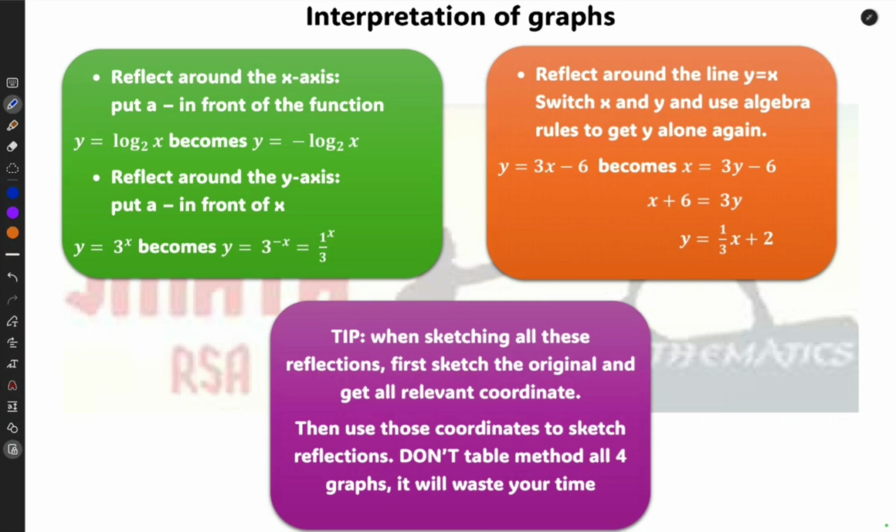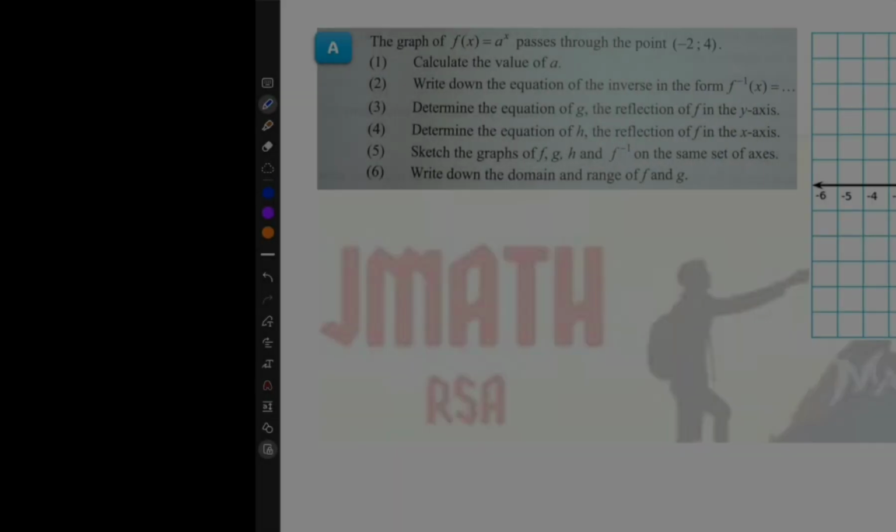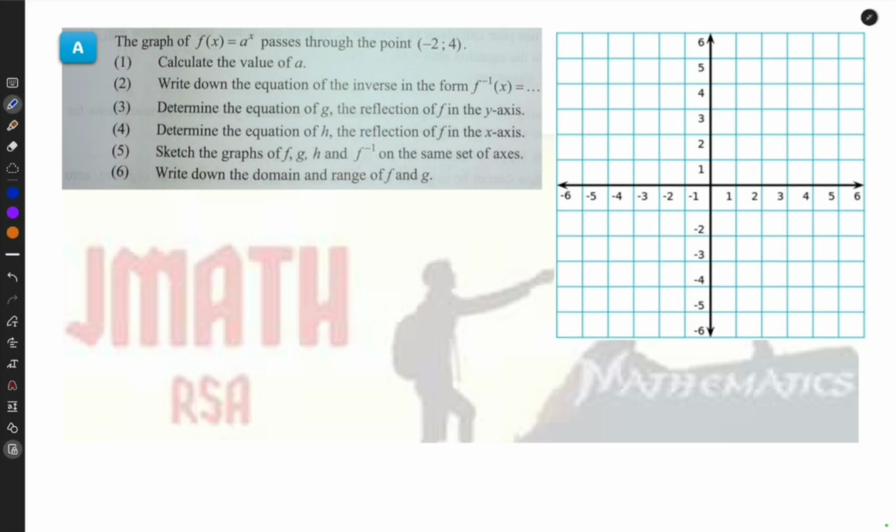Okay, so now the new grade 12 things come in when they say reflected around the line y is equal to x. You must please remember that is code word for get the inverse. Okay, so you already know reflect in the x-axis, y-axis, but if they say in the line y equals x, do an inverse. The tip at the bottom, you can just note, I will talk about it now when we do an example. A typical question in your exam might look like question A.